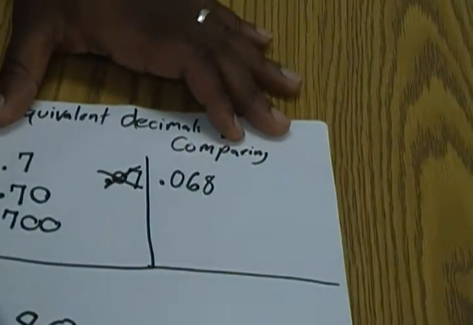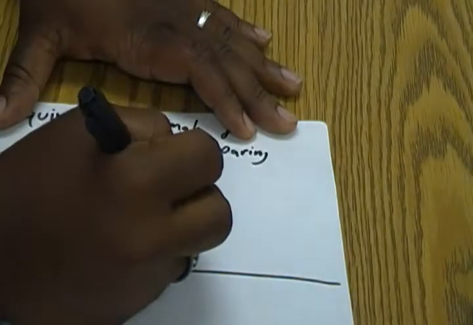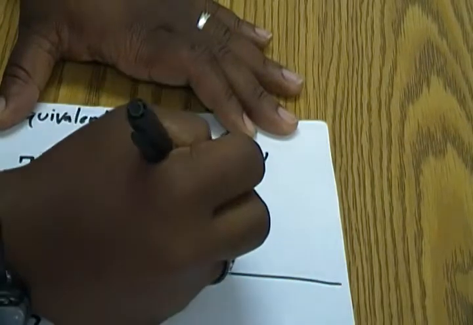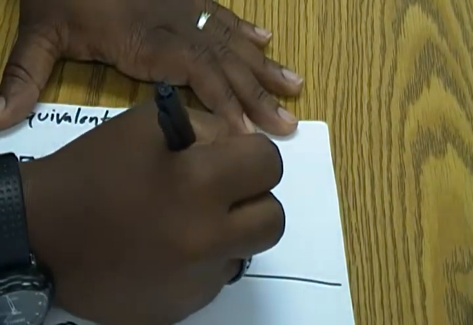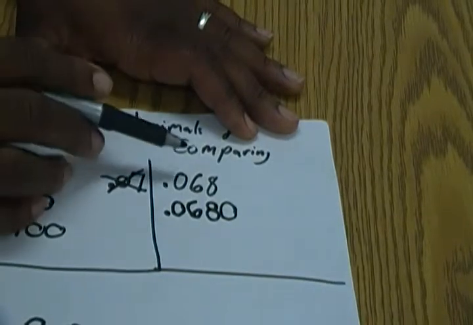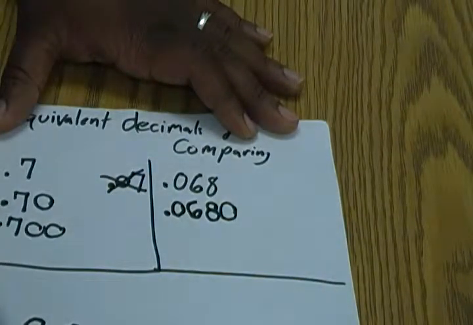The same thing works with multiple numbers. So in this case, we have 68 thousandths. To have another number equivalent to it, I still keep my 0 in the front, still keep my 6 in the hundredths place, my 8 is still in the thousandths place, and I'm just going to add a 0 onto it in the ten thousandths place. So 68 thousandths and 680 ten thousandths are exactly the same.